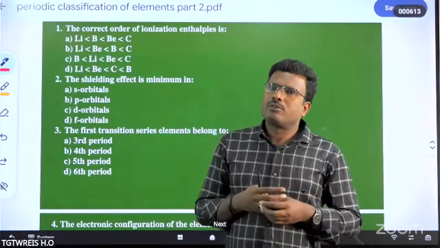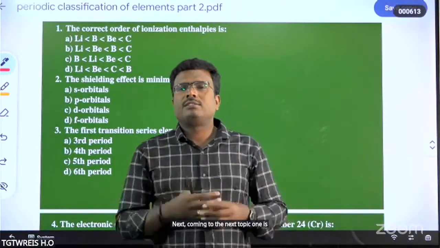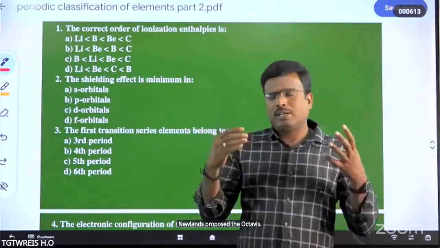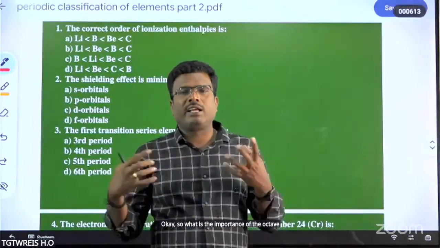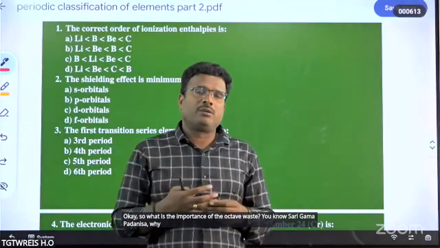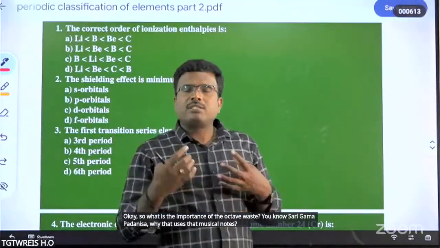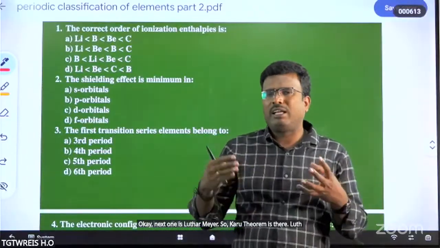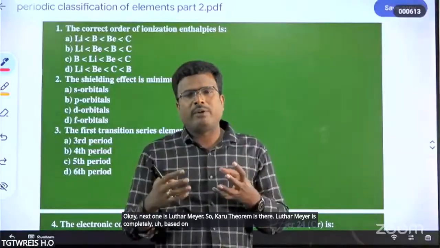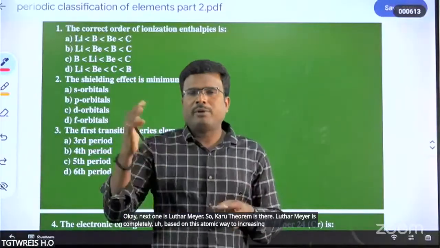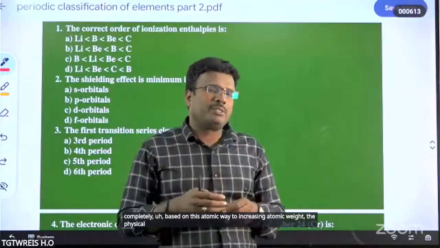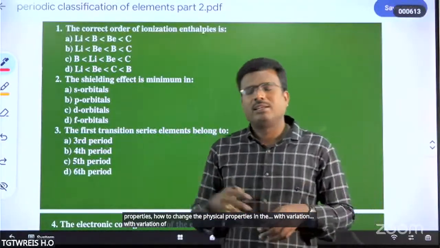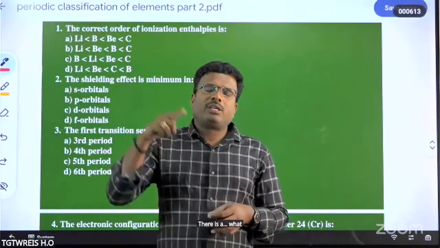Next, coming to the next topic, who is the scientist? Newlands. Newlands proposed the octaves. What is the importance of the octaves? You know, Sa Ri Ga Ma Pa Da Ni Sa. Why did he use those musical notes? Okay, next one is Lothar Meyer. So the curve theorem is there. Lothar Meyer's work is completely based on increasing order of atomic weight. How the physical properties change with variation of atomic weight, that is what is called the Lothar Meyer curve.